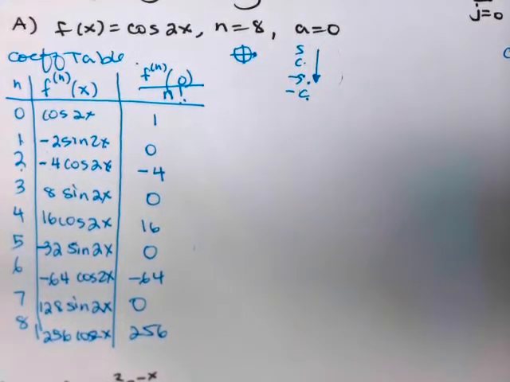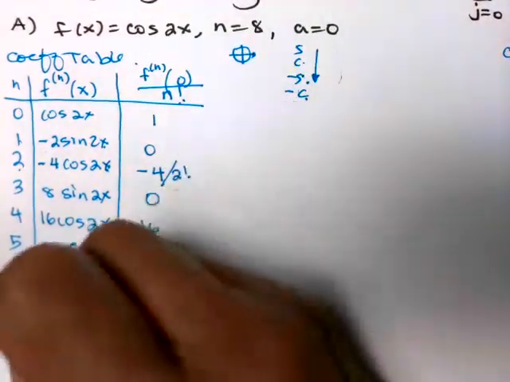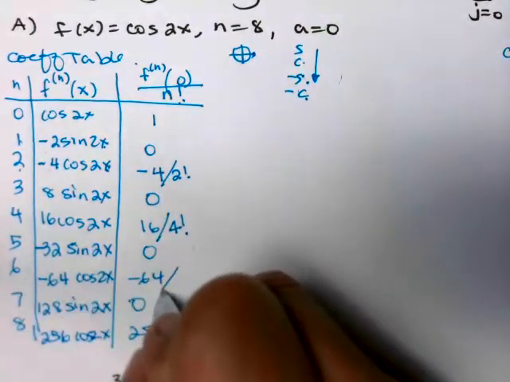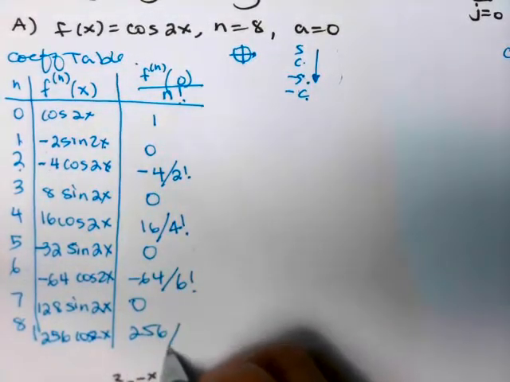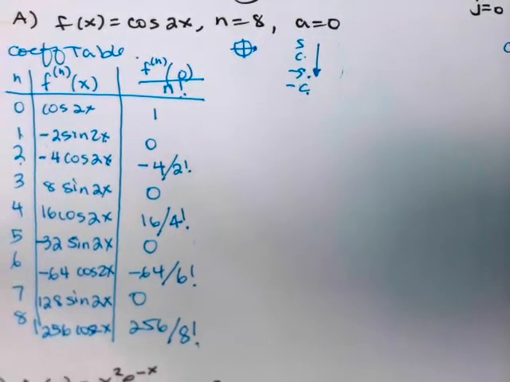Oh gosh, you're right. I forgot to divide. Divided by 2 factorial. Divided by 4 factorial. Divided by 6 factorial. And divided by 8 factorial, right? That was a big part of it.